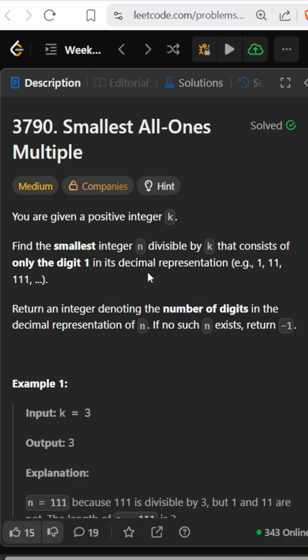So the problem says, we need to find the smallest integer n divisible by k that consists of only digit 1 in its decimal representation. And we need to return an integer denoting the number of digits of the decimal representation of n, or if n does not exist, simply return -1.